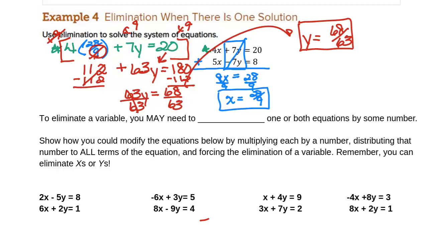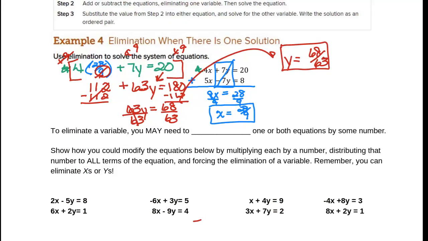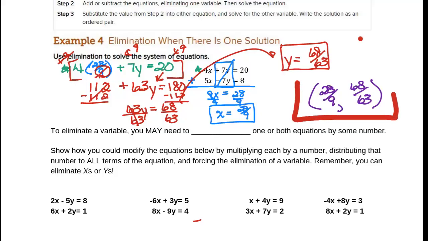But I do have my x and y coordinates now, so I need to write them as an ordered pair because this is talking about a point. So my x coordinate is 28 ninths. My y coordinate is 68 63rds. I need to put that in parentheses to show everybody, yes, this is an ordered pair. And then I'm just going to put a nice big box so I can find it easily.